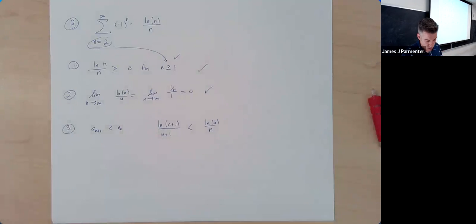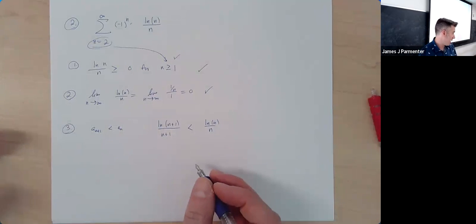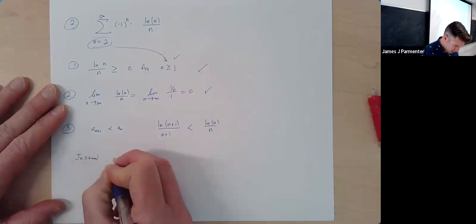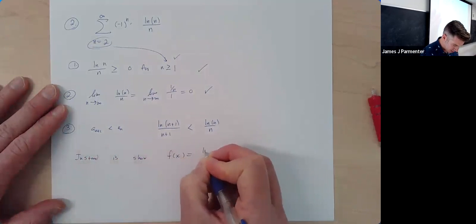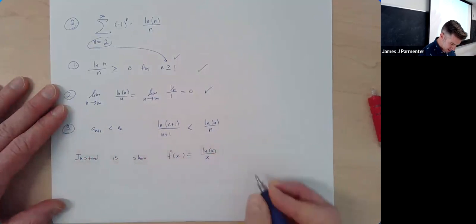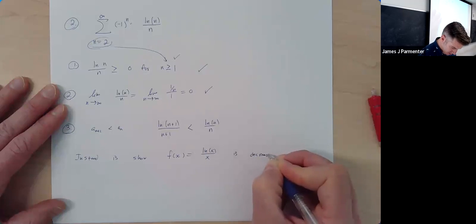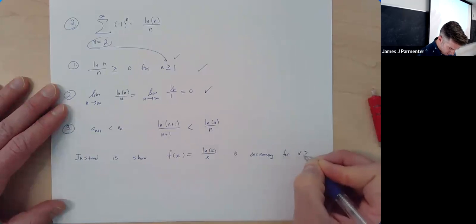But I will tell you, unless your sequence has a factorial in it, usually the way we're going to show that the sequence is decreasing is by showing that the derivative of the function is negative where it matters. So instead, what we're going to do is show that f of x equal to the natural log of x over x is decreasing where it matters, for x greater than or equal to 2.